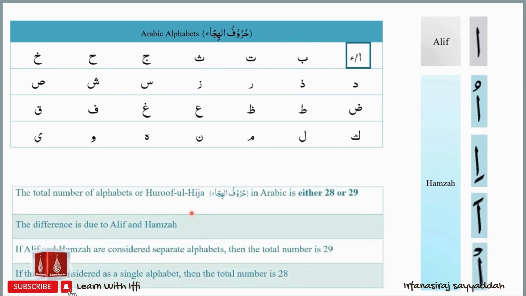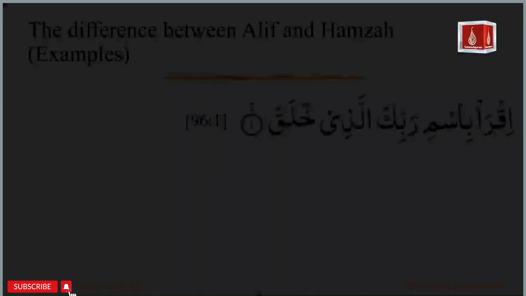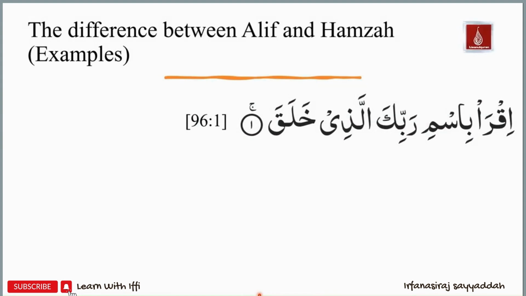So the total number of alphabets in huruf al-hijaa is either 28 or 29. And the difference is due to alif and hamza. If alif and hamza are considered as separate alphabets, then the total number is 29. And if they are considered as a single alphabet, then the total number is 28. Let us look at some examples to better understand the difference between alif and hamza.